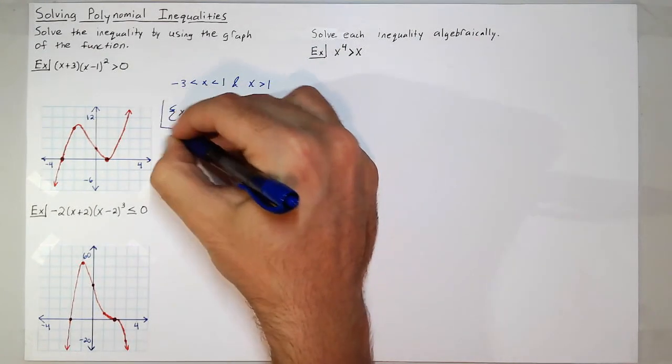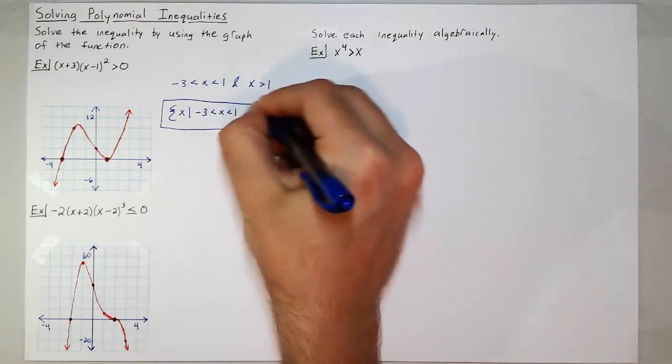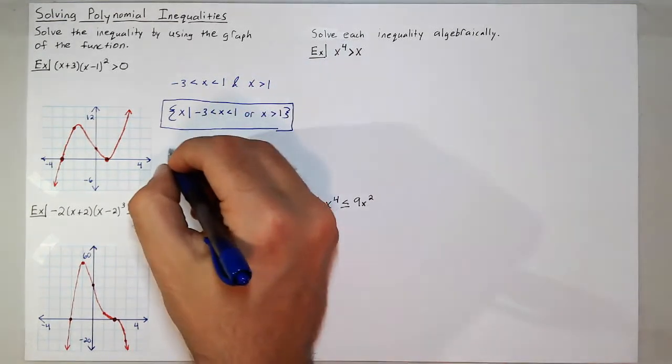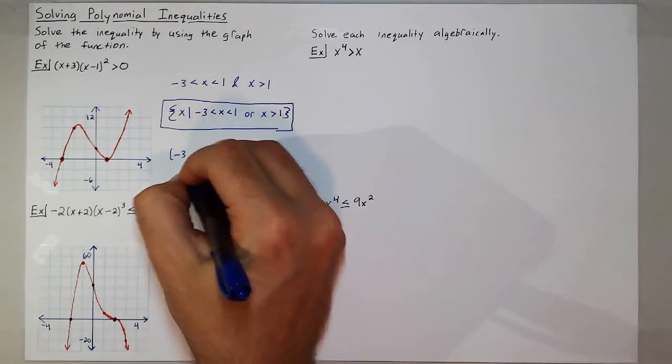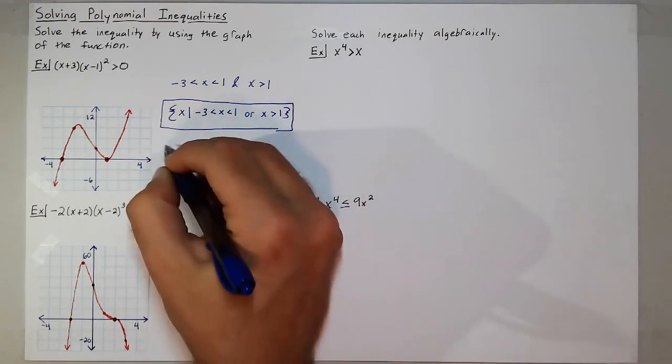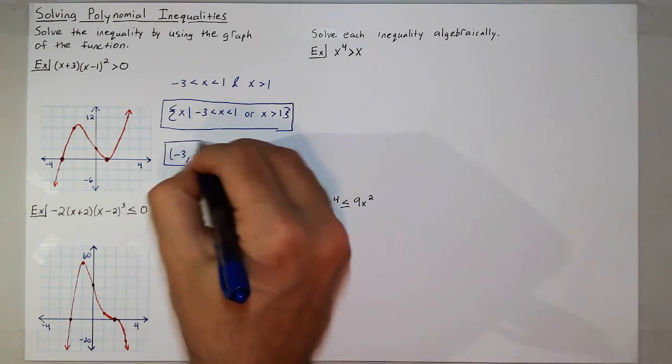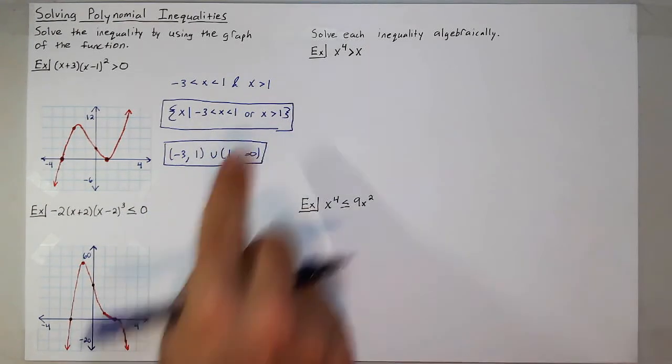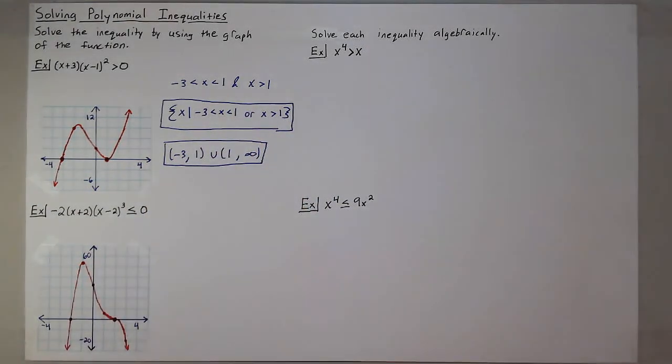Now, if you were using interval notation, you may write this as negative 3 to 1, union 1 to infinity. Those are two ways to represent your answer, and I'll do this for every solution, so you can always see both ways to write your solution.